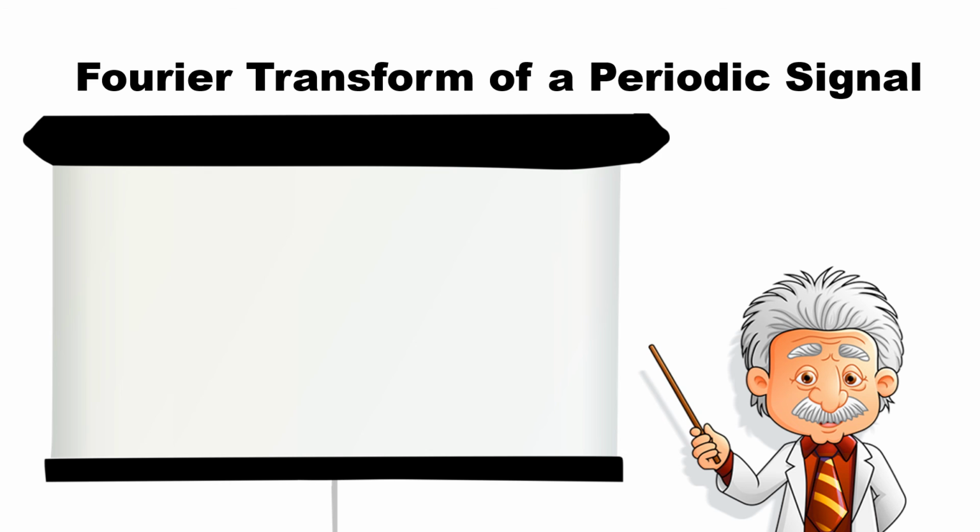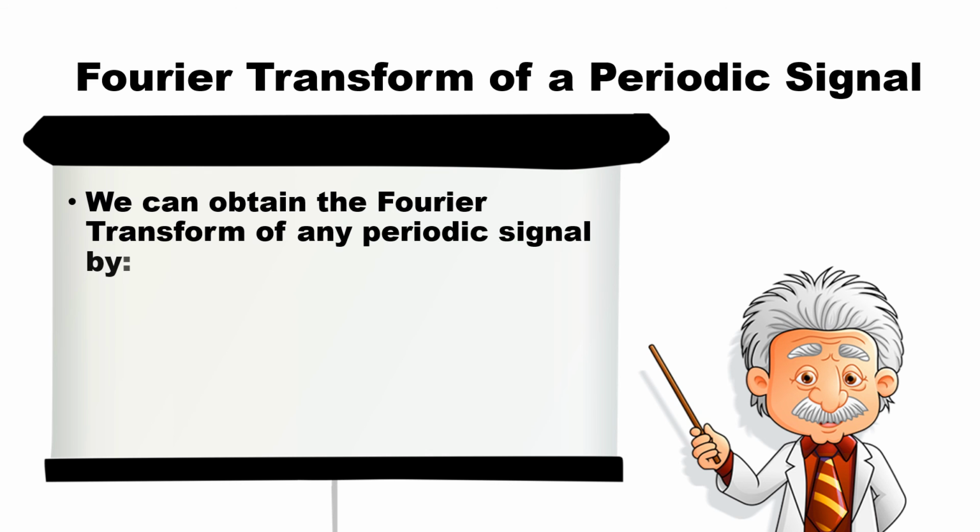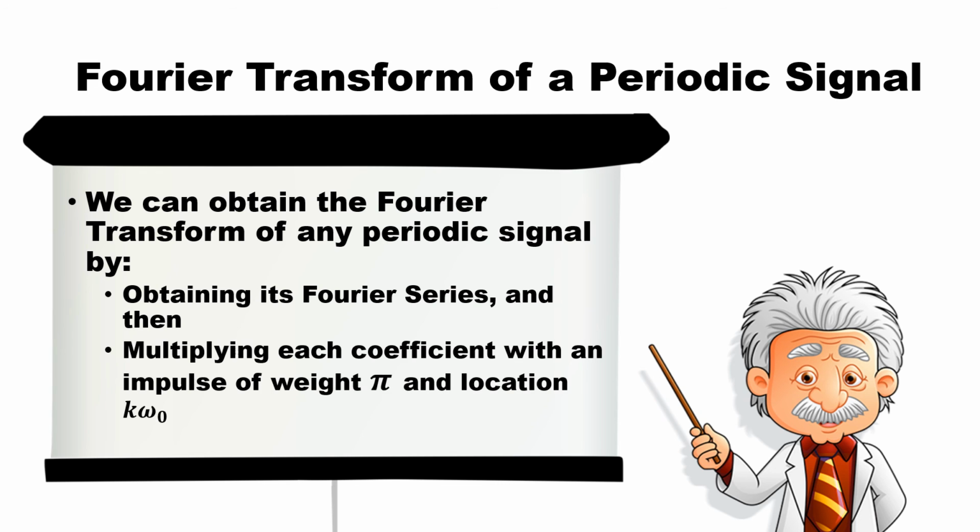So what is the conclusion? The conclusion is that we can obtain the Fourier transform of any periodic signal by first obtaining its Fourier series and then multiplying each coefficient with an impulse of weight 2π and location kω0.